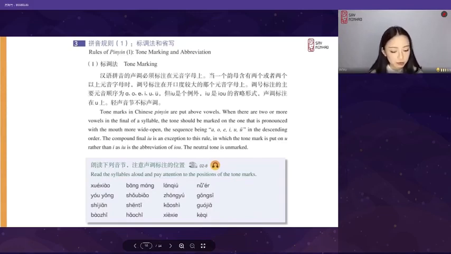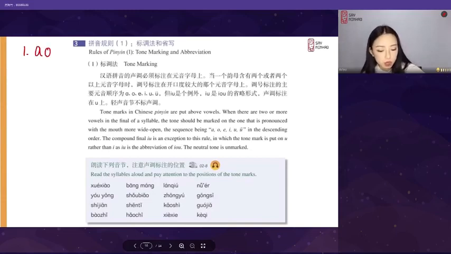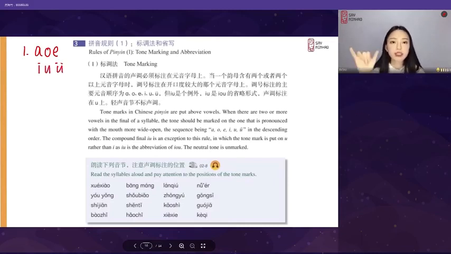And the tone marks should be on the finals, not the initials, okay? It should be on the finals. And if there are so many letters in the finals, then which one should be with the tone mark? So there is the rule. First one, we should find the vowels, okay? The vowels are a, o, e, i, u, ü. These six vowels, find them and try to mark them.